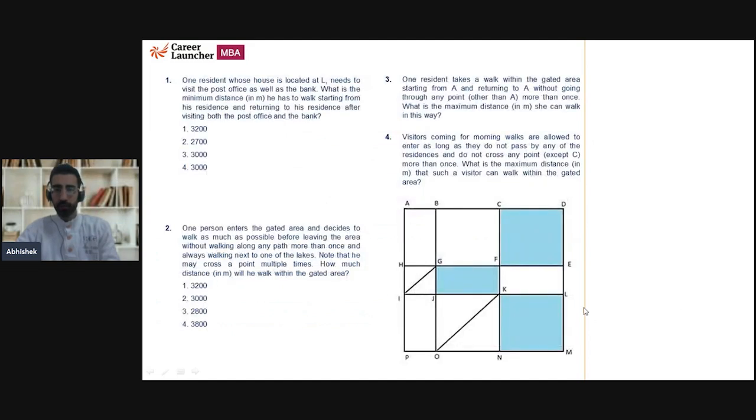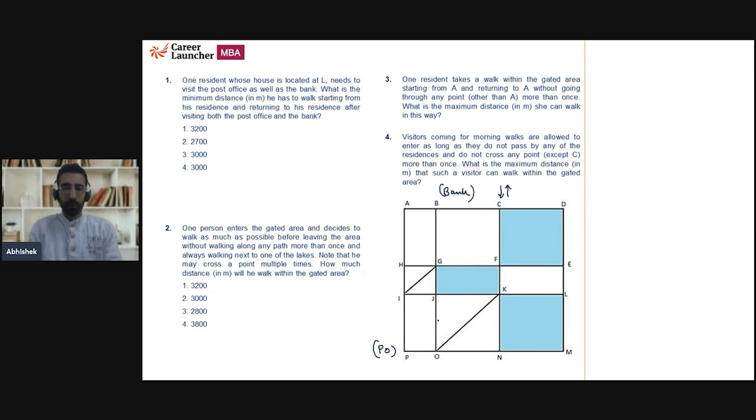Because this is where you're going to solve, I'll try to plug in things here. What has the question said? P is the post office. B is the bank. This is the entry as well as the exit. And yeah, that's it. I guess the lengths were given.